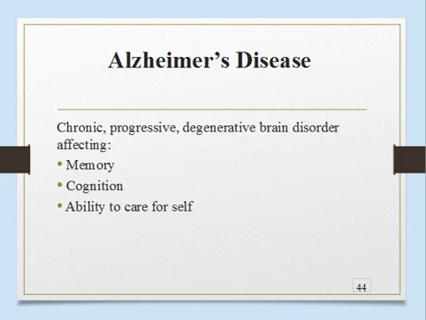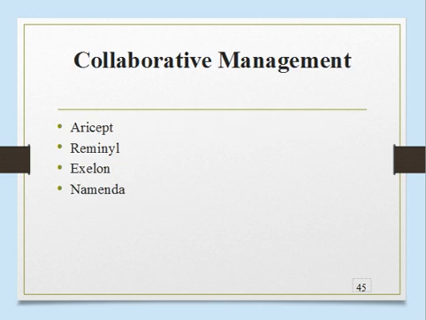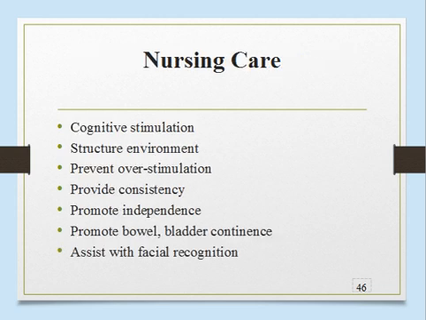Alzheimer's disease is a chronic, progressive, degenerative brain disorder affecting memory, cognition, ability to care for themselves. There are some medications that decrease symptoms and decrease progression of the disease. Aricept is one of the most common. Nursing care is cognitive stimulation. Keep that brain going. Make sure that they have activities, things to do, things to think about.